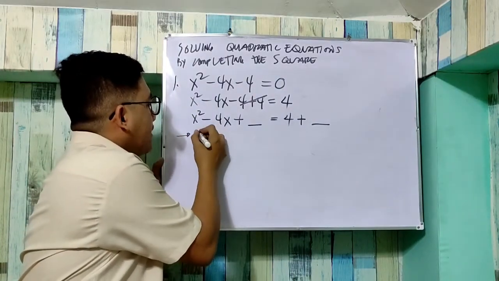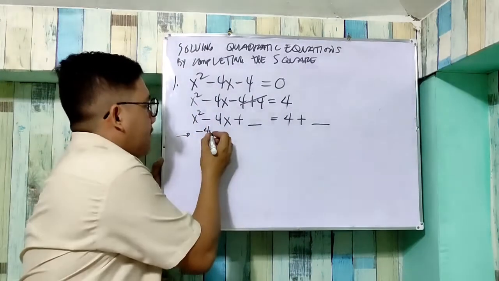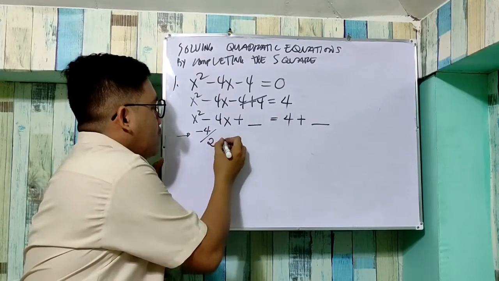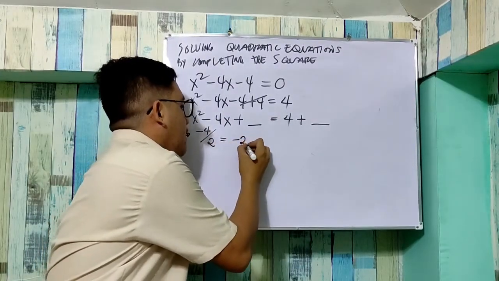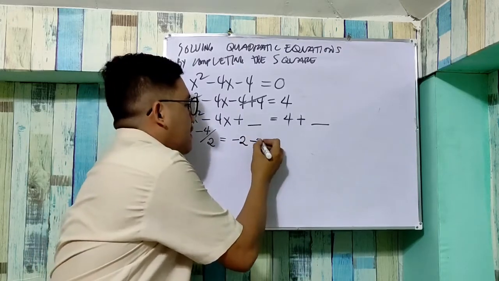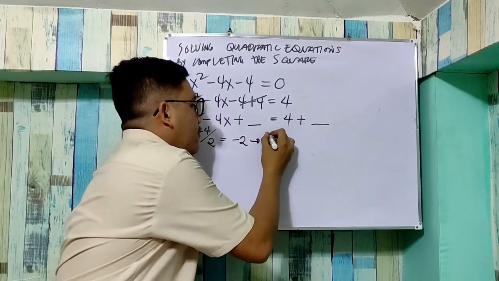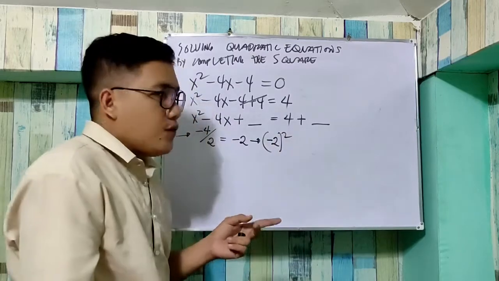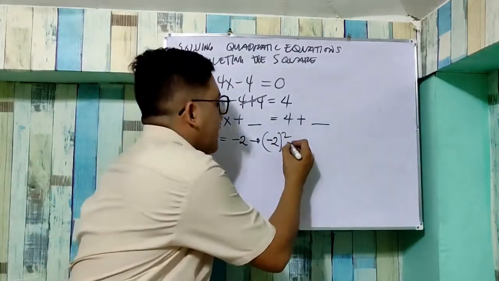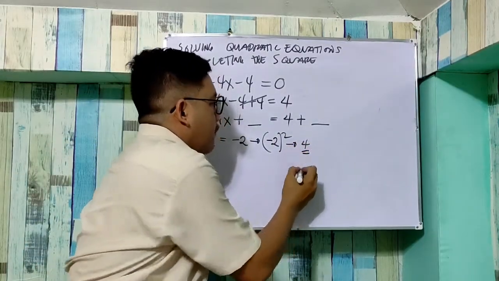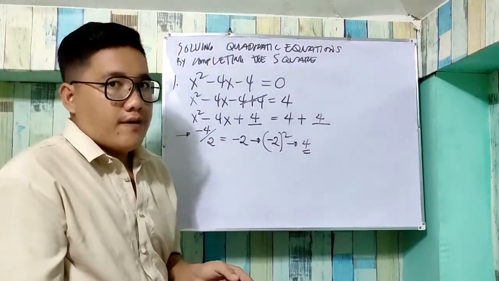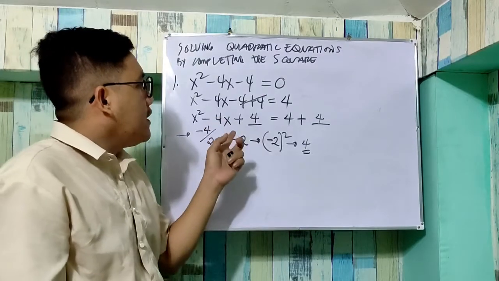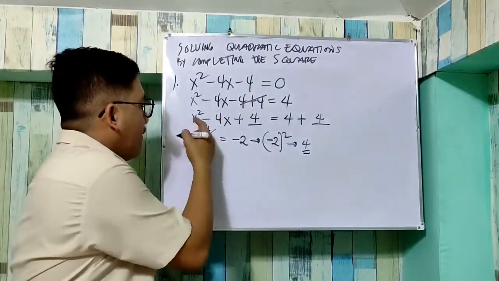We have here negative 4. Divide it by 2, that is negative 2. Multiply it by itself or raise to 2. Negative 2 times negative 2, that is positive 4. So, ang lalagay natin dito ay 4. Okay, 4. So, kunin na natin yung factor nito kasi perfect square na siya. We have x.